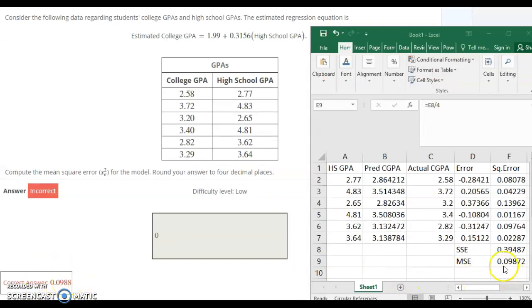Do notice that mine was 0.0987. And my guess is that they were rounding along the way. So this is a rounding error. This is very slight. If you ever run into that, where your answer and the correct answer are extremely close, do let me know, and I'll see if I can change the tolerance, because this is certainly a correct answer here, and it's just a rounding issue.